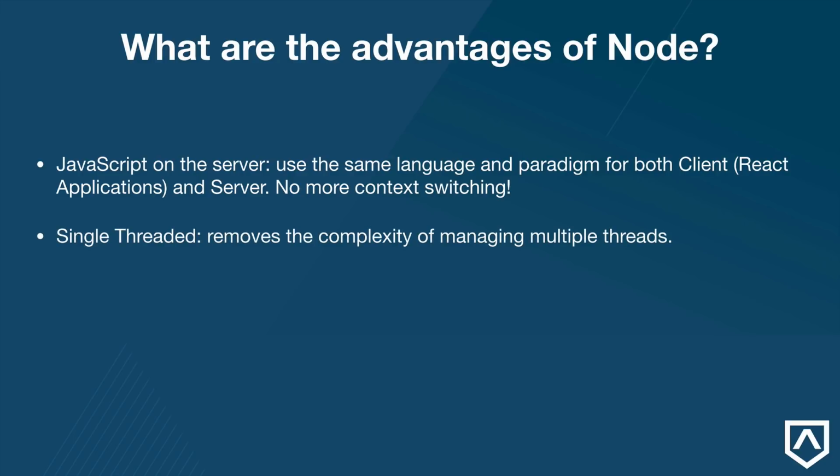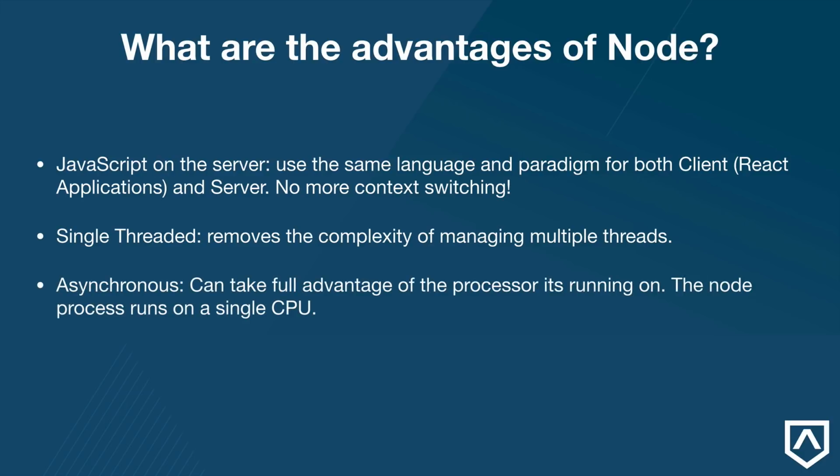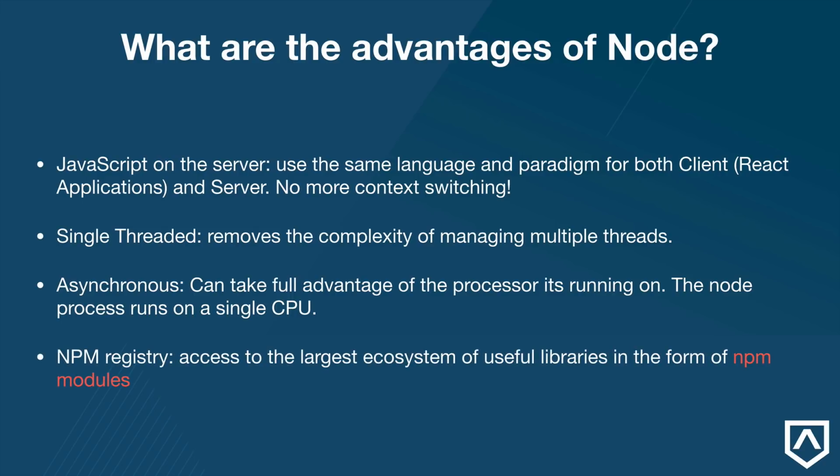JavaScript is also single-threaded, so it removes the complexity of managing multiple threads. We also have asynchronicity built into JavaScript, or the engines that power JavaScript. So we can now take full advantage of the processor that JavaScript is running on. The Node process runs on a single CPU, which makes things really nice. We also get to take advantage of the NPM registry. We have access to the largest ecosystem of useful libraries by way of NPM modules that you're already used to and you've already been using in React.